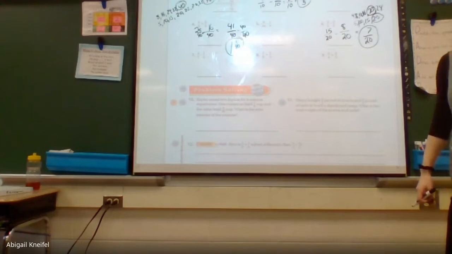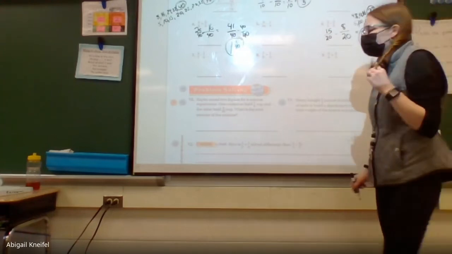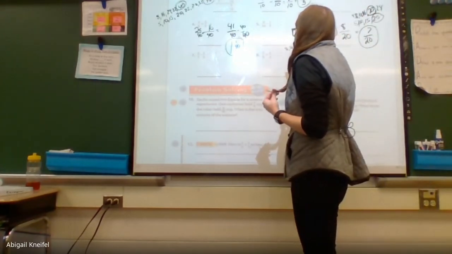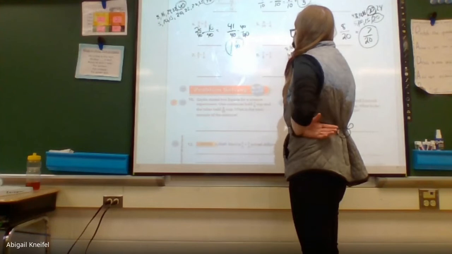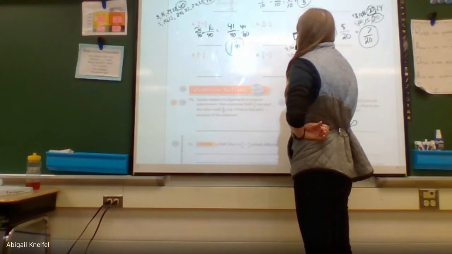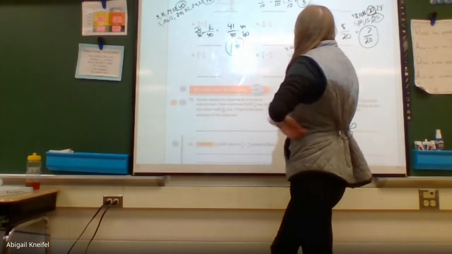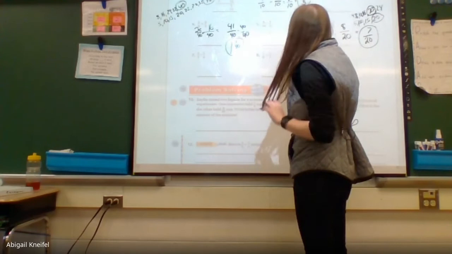Number 8. We need to find the least common denominator. 8, 16, 24, 32. Let's count by 3. 3, 6, 9, 12, 15, 18, 21, 24. Least common denominator is 24.